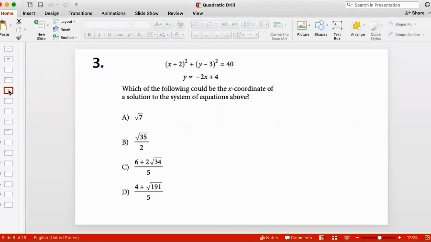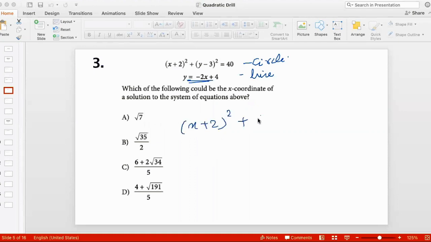Question 3. There is a system of equations given, and the question is asking us to find the x coordinate of the solution. So this here is a circle, right? And this here is a line. To find the x coordinate of a solution, we can just substitute the y value from the line into the equation of the circle. So that would be x plus 2 the whole square plus minus 2x plus 4 minus 3 the whole square is 40.